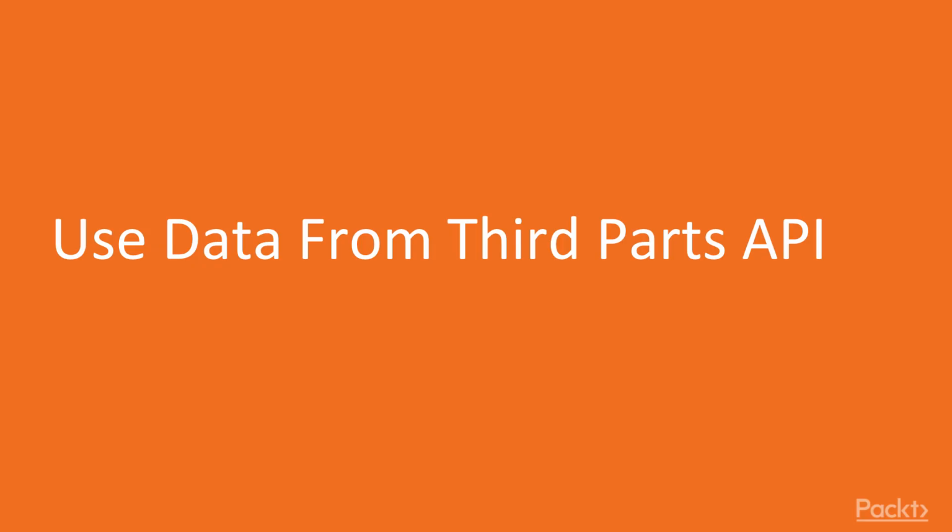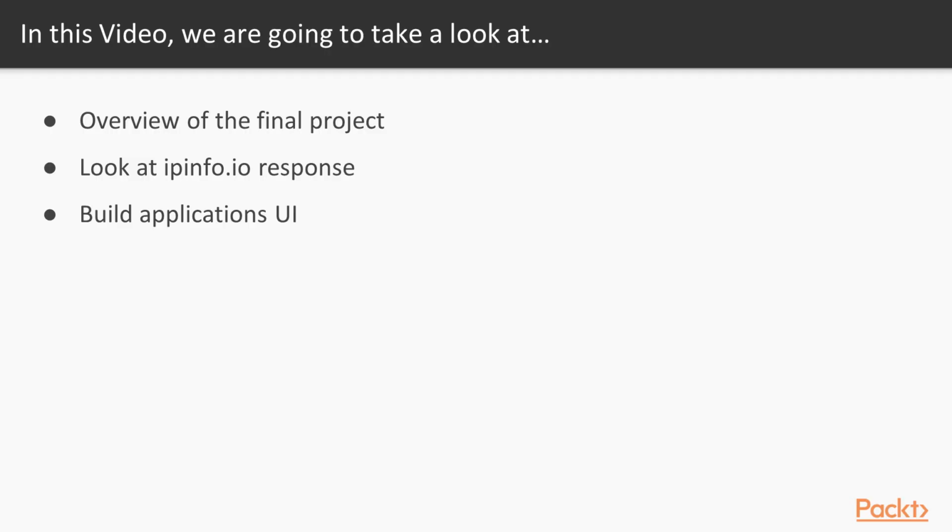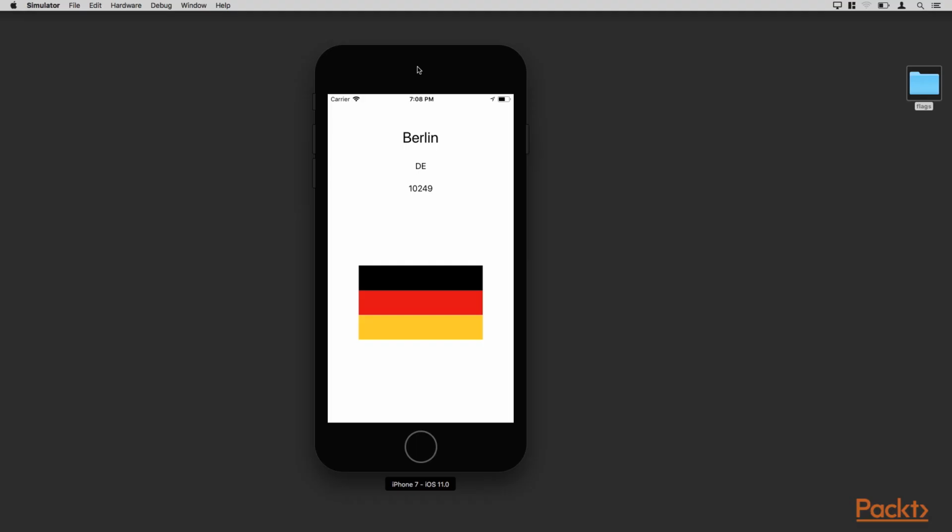Let's start with our first video, using data from third-party APIs. In this video, we will have an overview of the final project. Then we will look at the ipinfo.io response, how the JSON response looks like, and then we will start building the UI of the application. The main goal of this section is to learn how to consume a third-party JSON API, and we will learn this by creating this simple example that we have here visible on the screen.